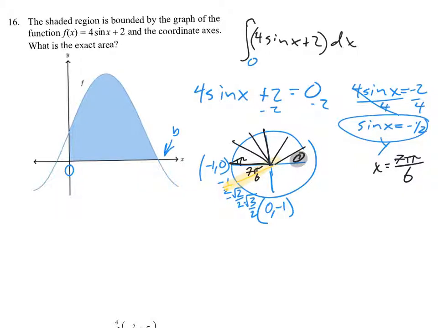And I guess I said x, but really I'm talking about b. So this right here is 7 pi over 6. So we're really going from that. Okay, so now we just have to do this integral. All right, well, for that, I'm going to copy it down over here, and I'm going to do all the work down here.